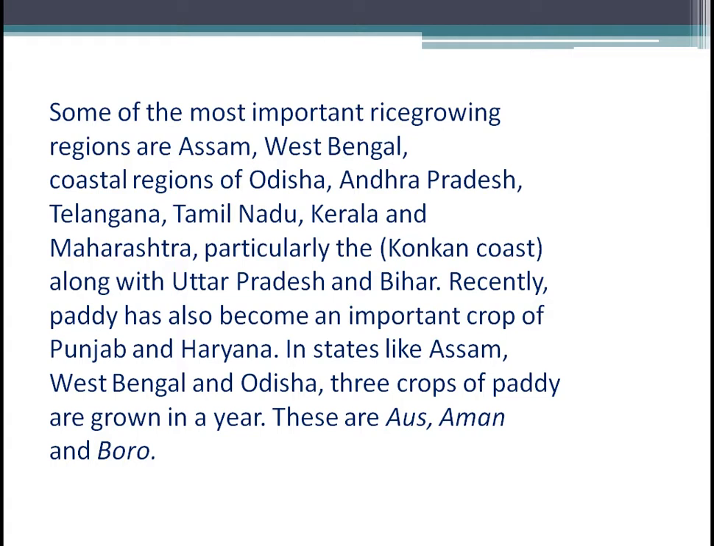In states like Assam, West Bengal and Odisha, three crops of paddy are grown in a year. These are Aus, Aman and Boro. So here we are observing in the different states which crops are grown there and in which part.